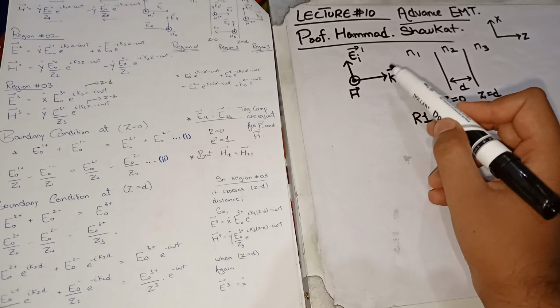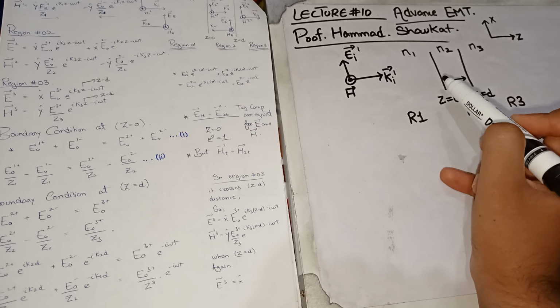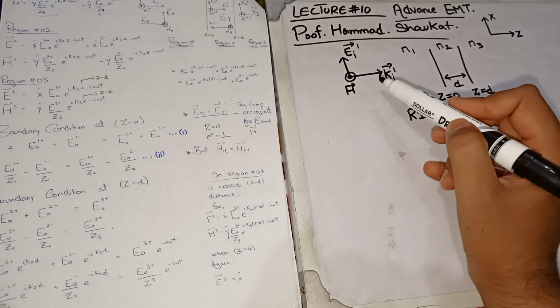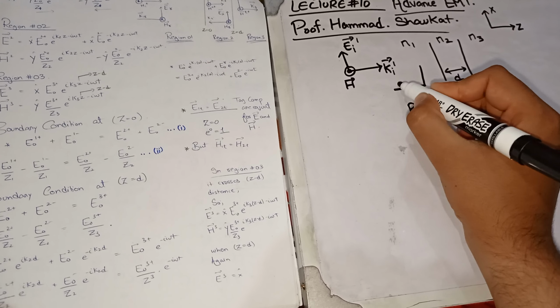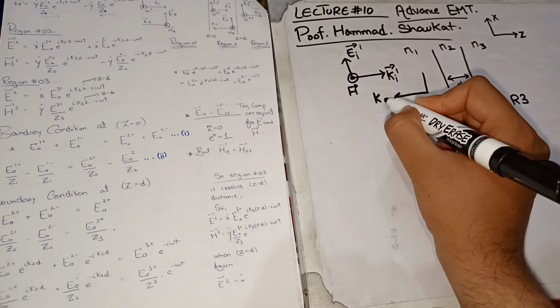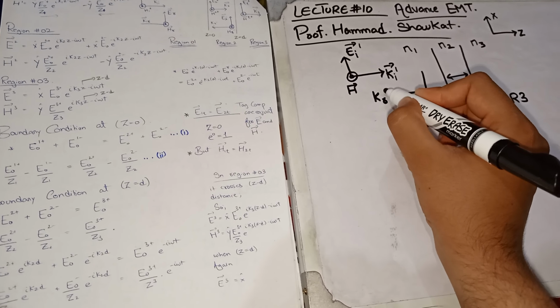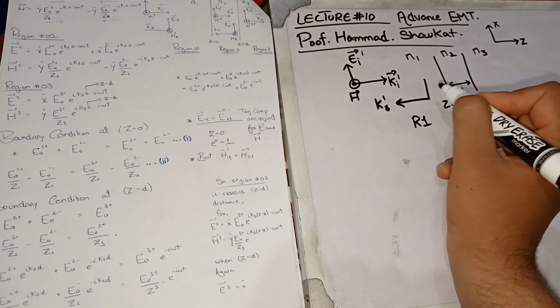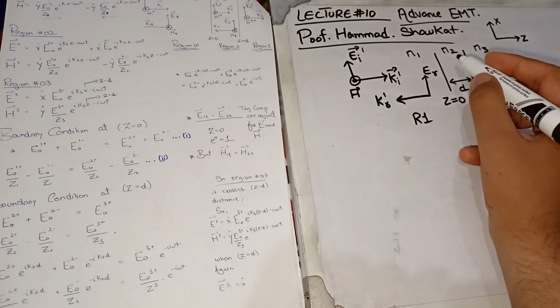So this electric field wave strikes the boundary. After striking, it reflects back. When it reflects back, only the wave propagation direction changes. This is the initial wave, so this is the reflected wave, and again you are in the first medium, so you can write 1. But the direction of the electric field does not change. This is E_r, for the reflected wave.